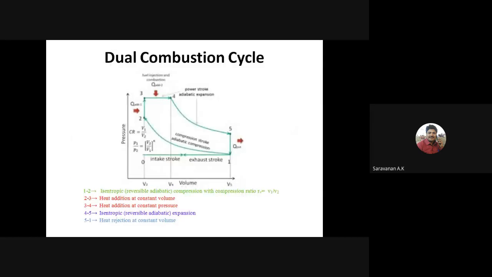Efficiency we can obtain like this, in terms of the compression ratio as well as the cutoff ratio. So this one is called the efficiency of the Otto cycle, and here we can add one more thing, that is called the K factor.